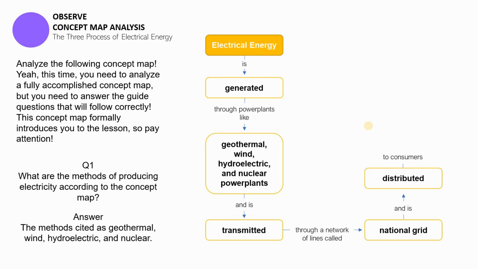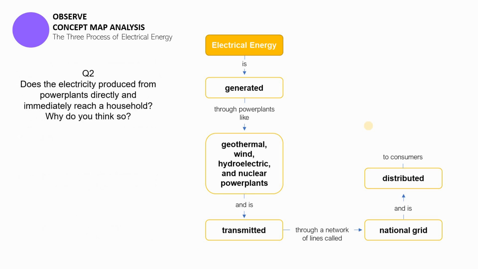Let us now proceed to the answer to question number 2. Does the electricity produced from power plants directly and immediately reach a household? Why do you think so? The correct answer is no. It has to pass through transformers first. Check your work. Are you done?